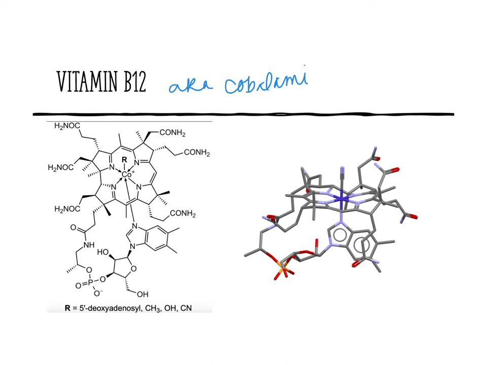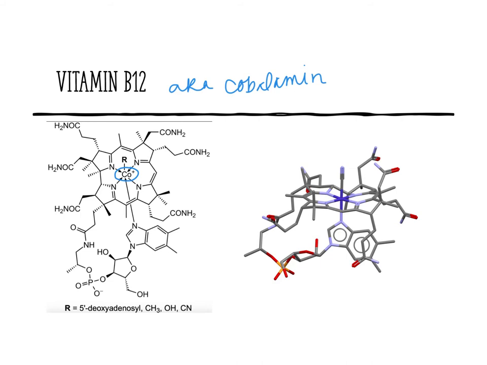Oh, there's no E at the end of that. Excuse me. Cobalamin. There we go. Cobalamin is a really cool structure that has some similar structural features to a heme, except for in the middle, there's a cobalt instead of an iron.